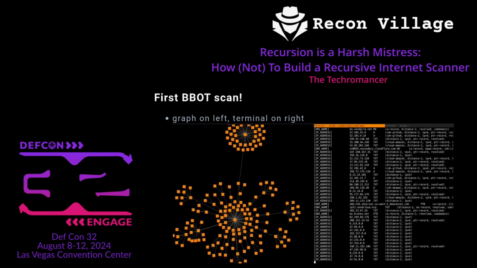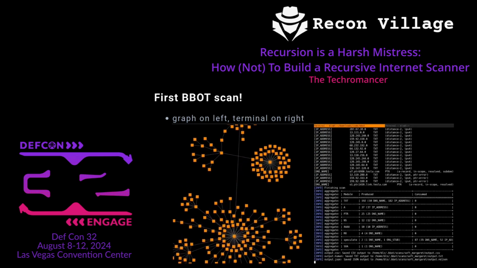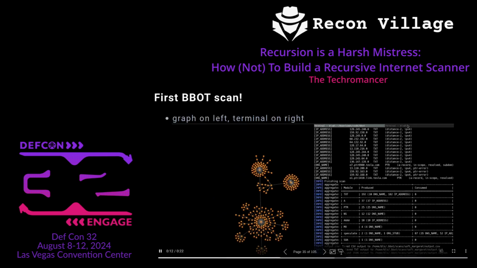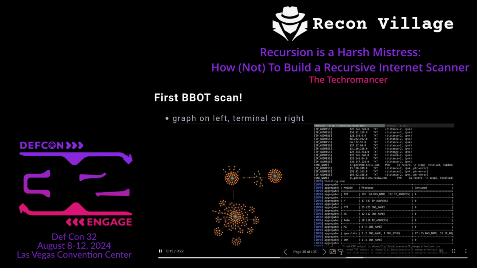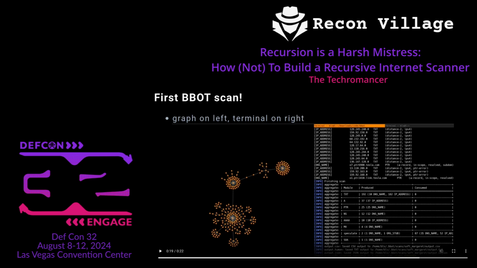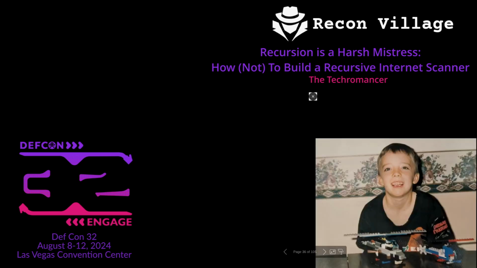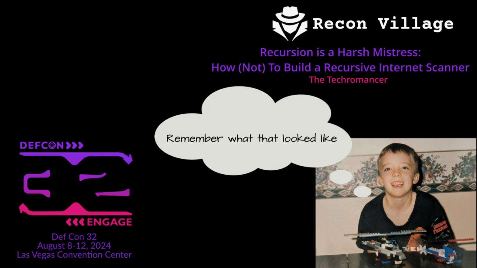What you're watching right here is a recursive DNS resolution of Tesla.com, and it's just DNS records, IP addresses, host names, and basically the result of every DNS lookup gets fed back in, and DNS lookup again on that over and over. So yeah, that's how it's supposed to work. Try and remember what that looked like, because that's what a scan is supposed to look like. And because this talk is about bugs, we're about to see a lot of things that don't look like that.